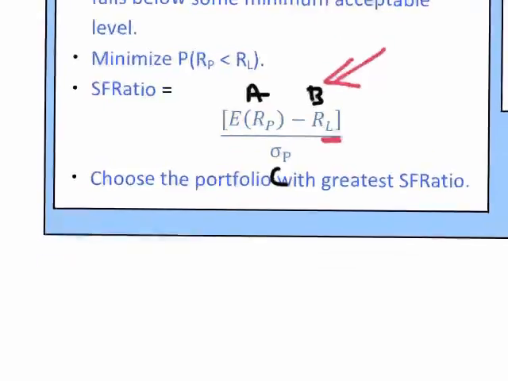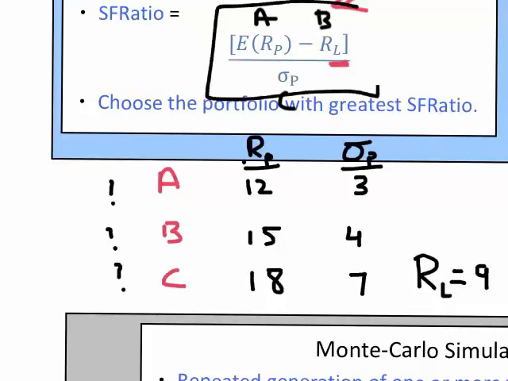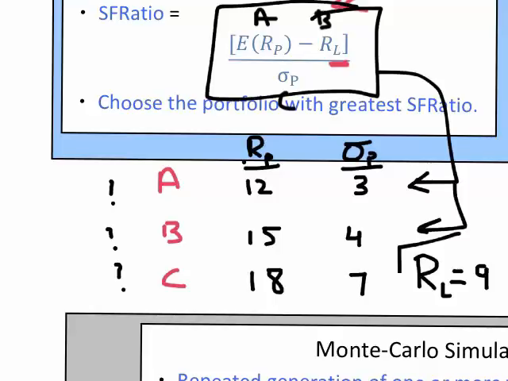The way it is going to be examined, you will be provided data of various portfolios A, B, and C. You will get data of their expected return and the standard deviation of each portfolio. Let's say return is 12%, 15%, 18%. Standard deviation is 3, 4, and 7. The minimum acceptable return for the corporation is 9%. Which of the three should be selected? You're going to calculate this ratio for each one, and the one with the highest ratio will be selected. So this is how Roy's safety first ratio is examined.